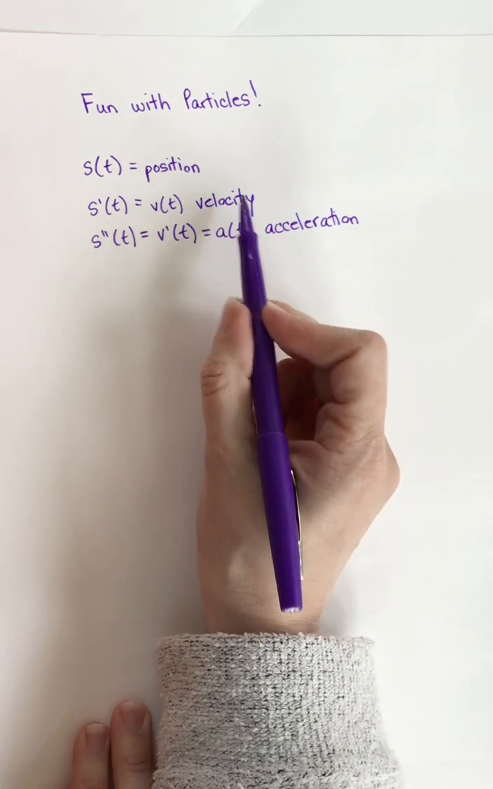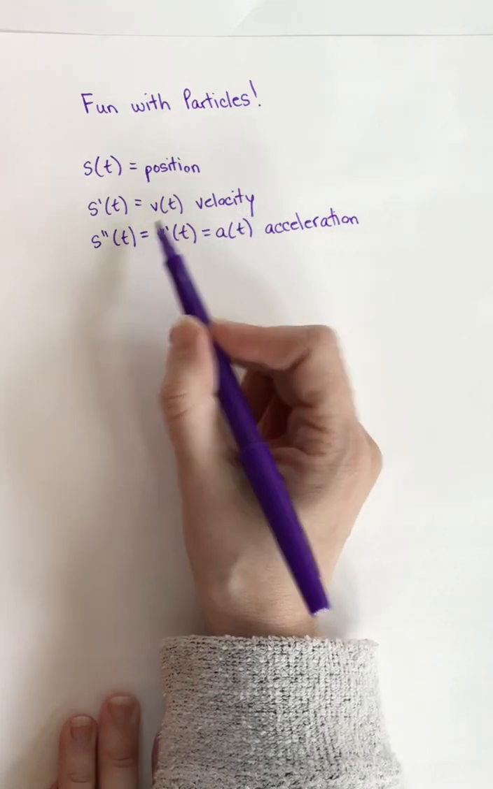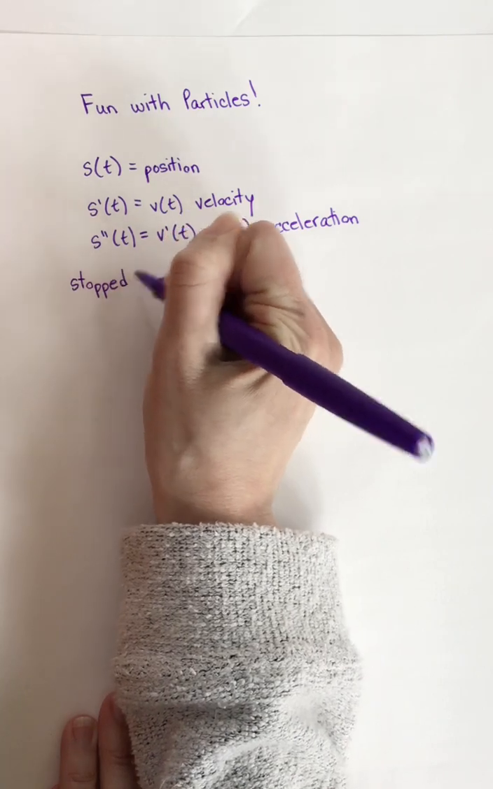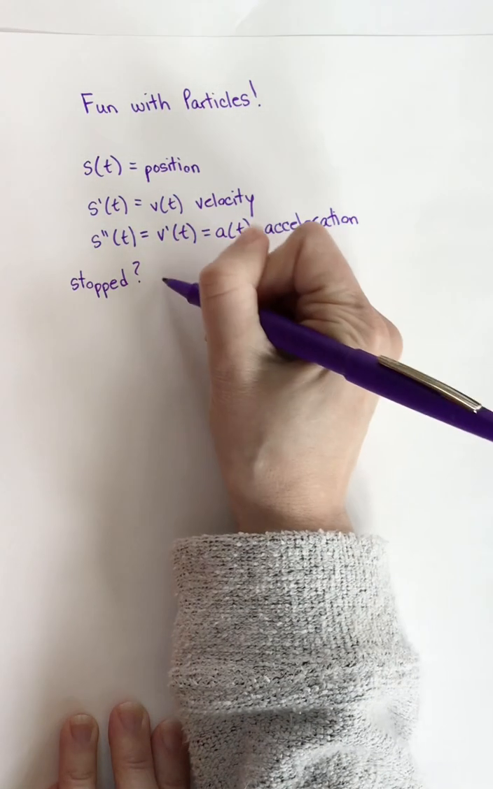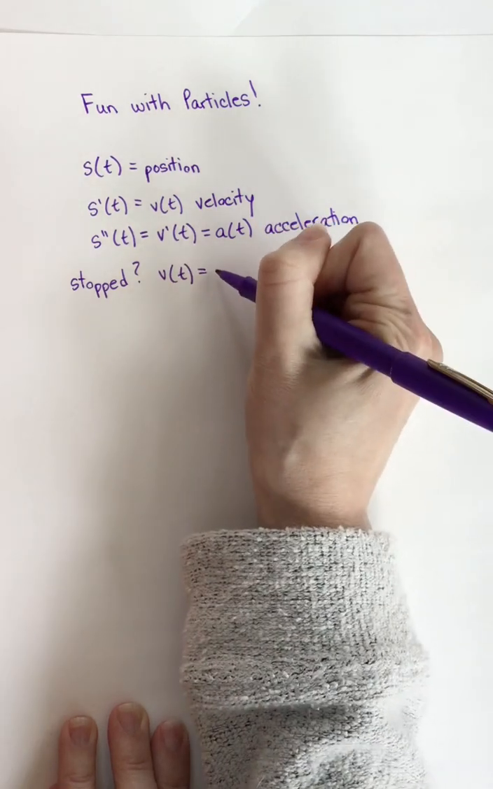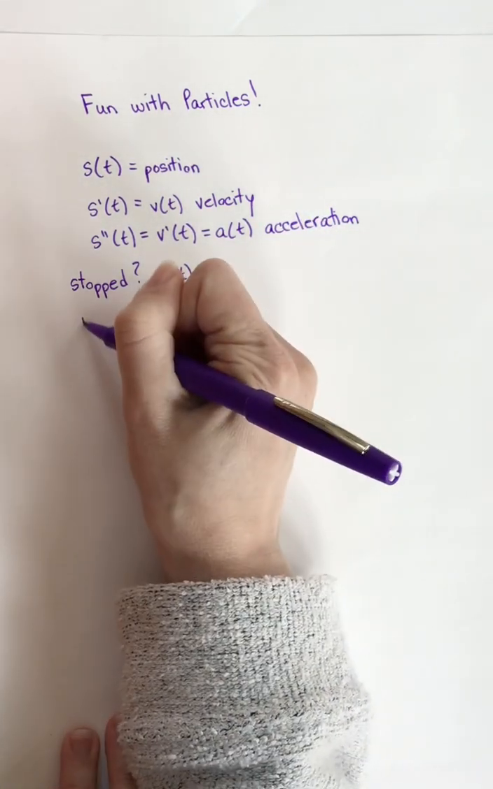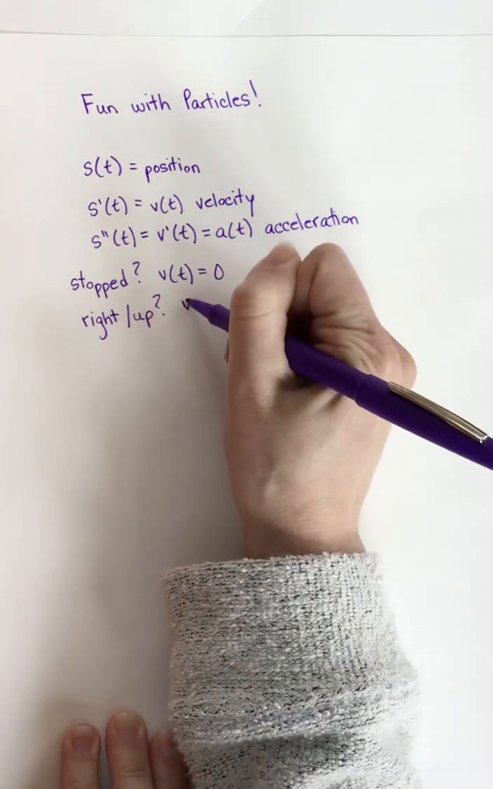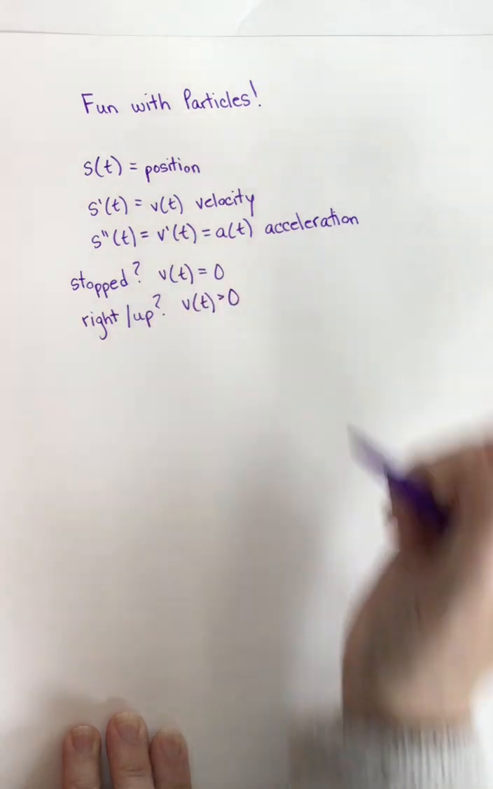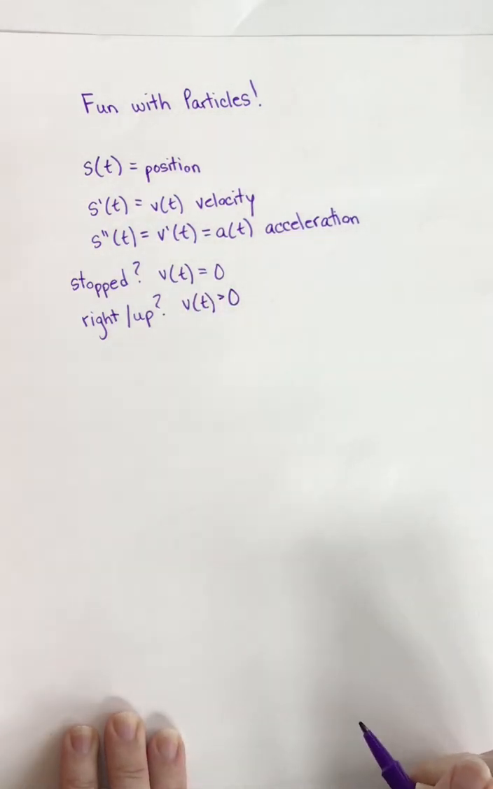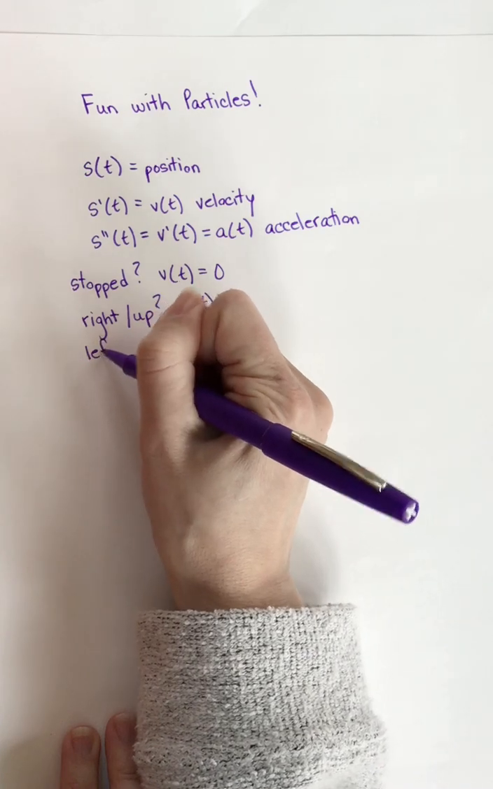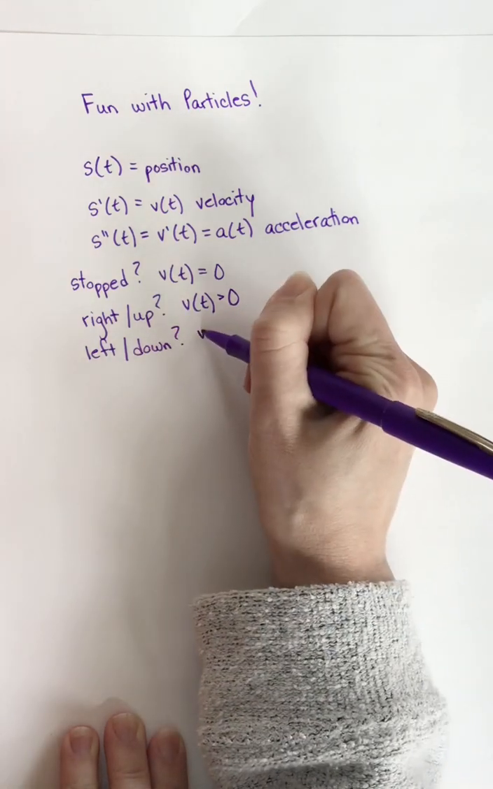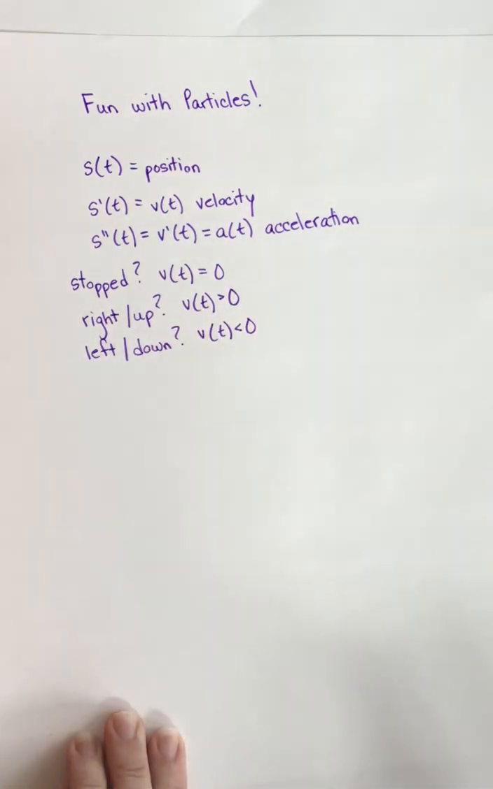So now let's talk about what velocity tells us. If we have velocity, we can answer the question of when is my particle stopped? My particle is going to be stopped when its velocity is equal to 0. Let's talk about moving to the right or sometimes moving up. This we will think of as a positive velocity. So we would need to do a little bit of algebra solving or maybe graphing on our calculator. If we want to move left or down, depending on the particle, my velocity would be negative.